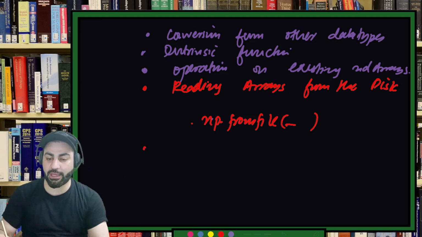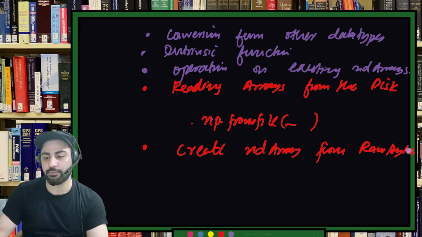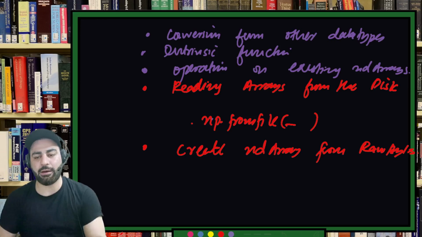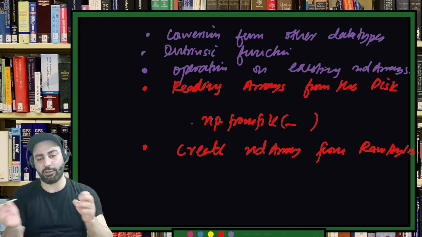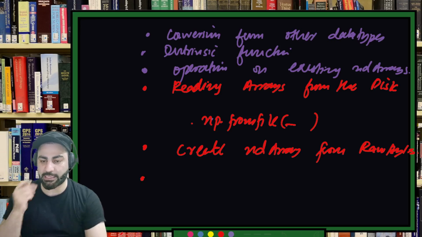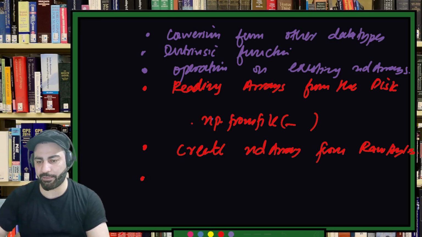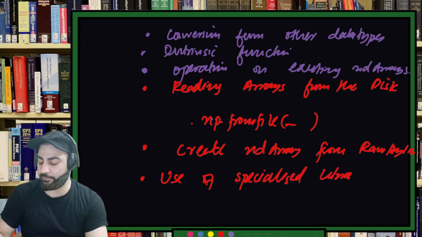So these are 4 methods, and then we have create arrays from raw bytes. If you have raw bytes in memory, you can create arrays from them. Create ND arrays from raw bytes. Let's suppose you have these raw bytes in a string, you can use functions like np.fromstring, np.frombuffer, and these sorts of things. And last, you have use of specialized library functions.